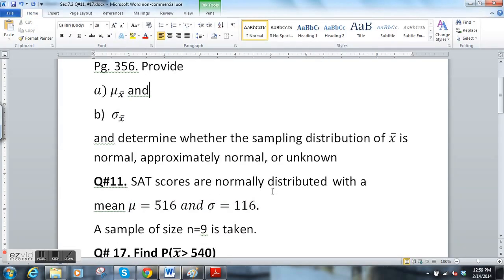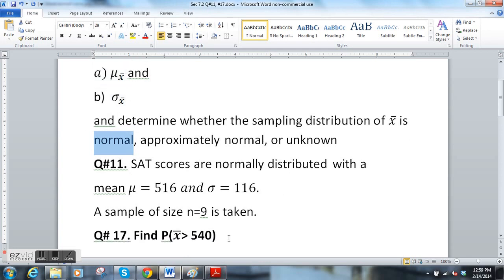That's question number 11. It just says determine whether it's unknown. We know that it's normal. We found the mean and the standard deviation. So now we're going to look at question 17. Find the probability that X bar is greater than 540. Probability that X bar is greater than 540.